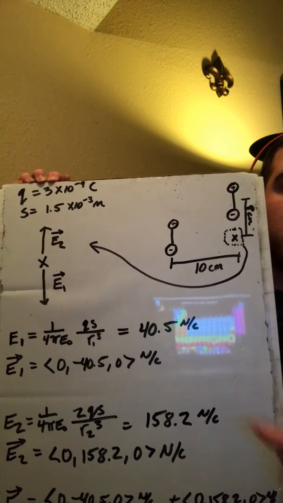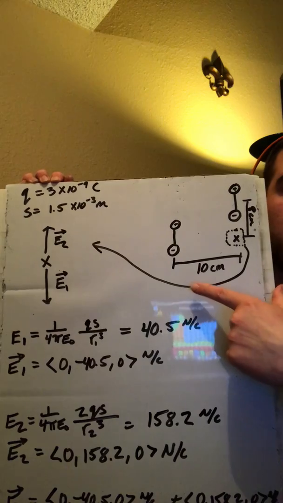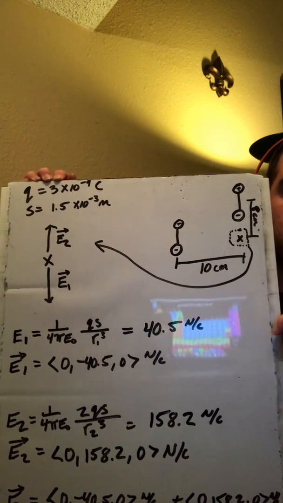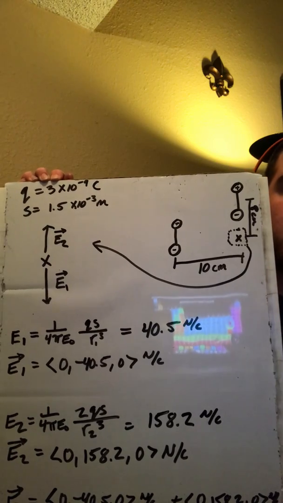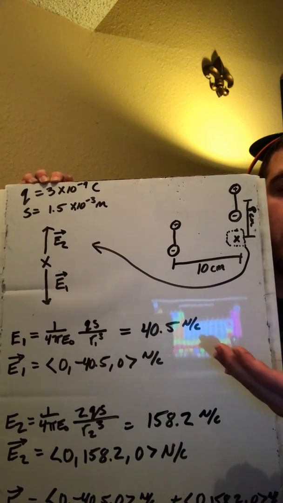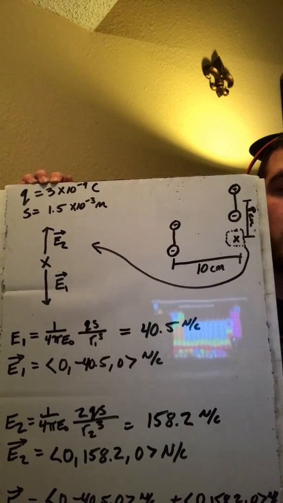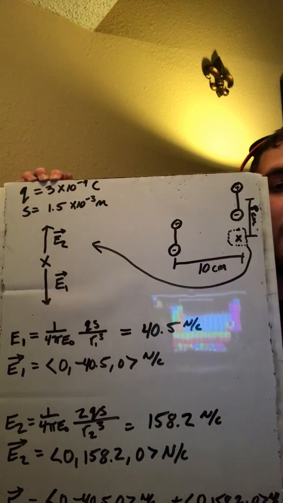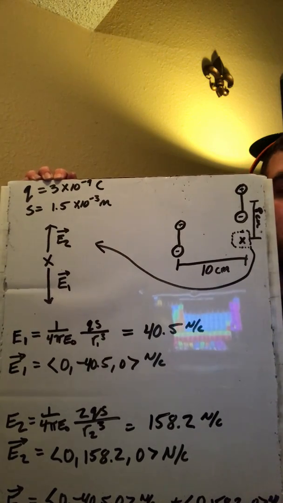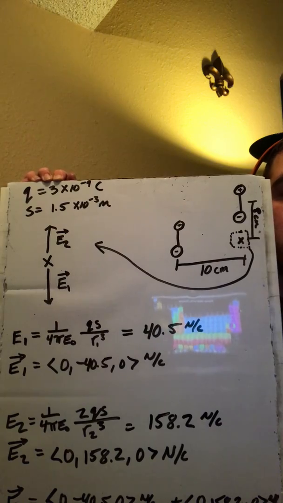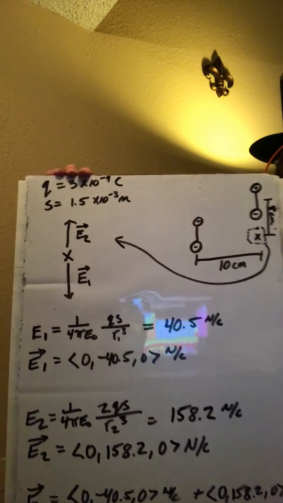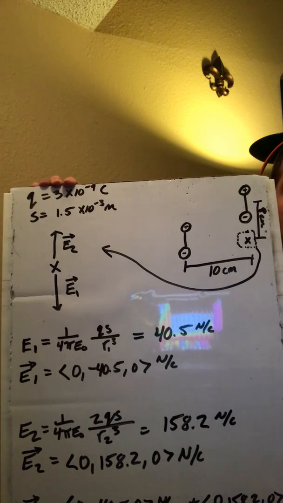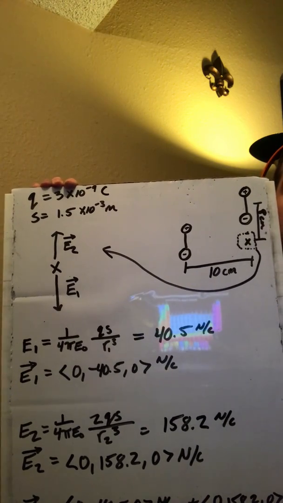You also put in there that from the middle of dipole 1 to X is 10 centimeters across, and the middle of dipole 2 to dipole 1 is 10 centimeters down. So basically, we have everything to start the equation.